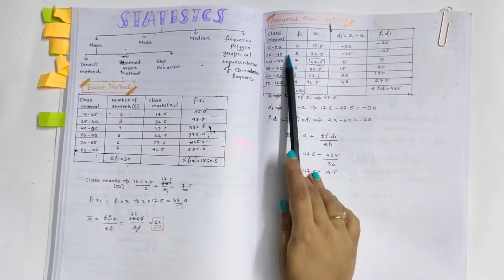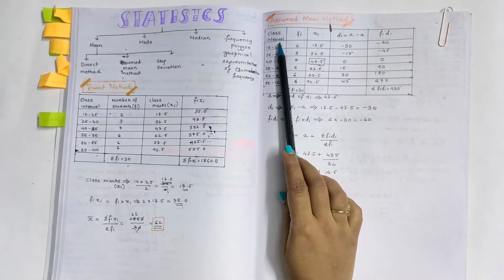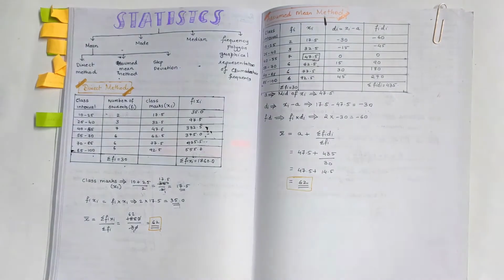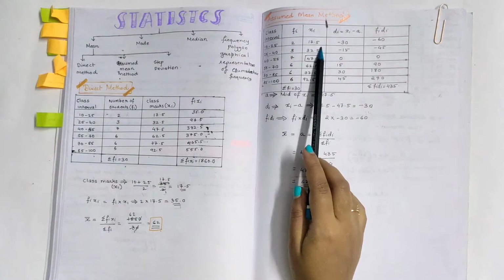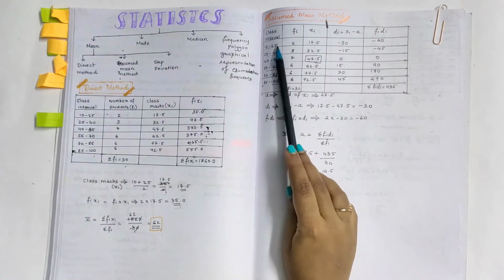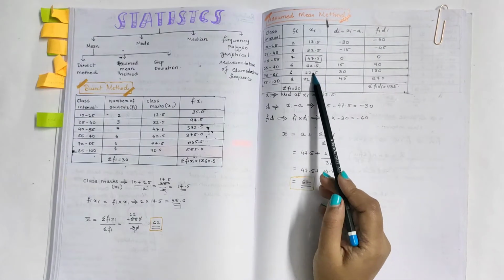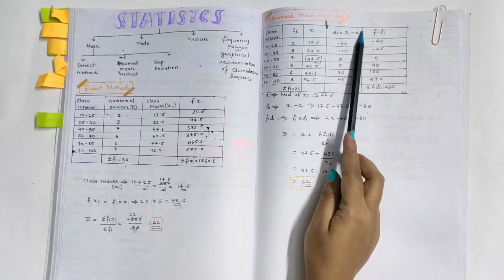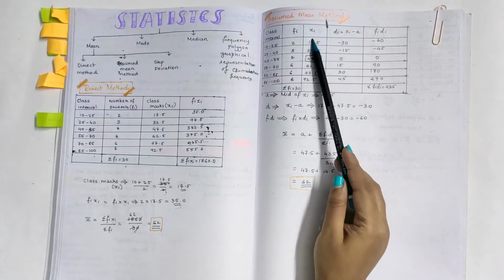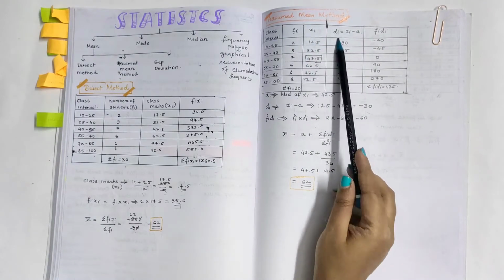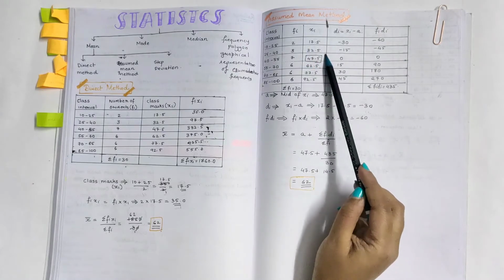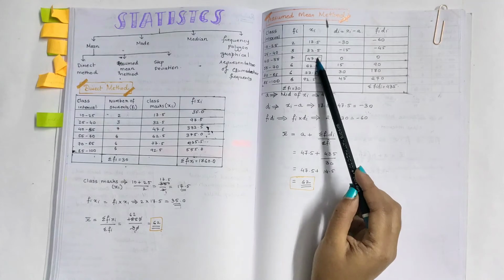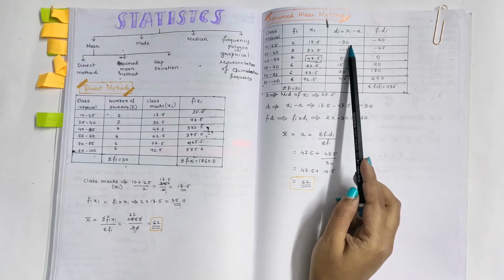Then for the assumed mean method, class interval and frequency will be given. I'll have to find xi in the same way, by adding the limits and dividing by 2. Then to find di, you have to do xi minus a. A is the assumed mean, which you take from the middle number; you can take it as the assumed mean. So here 47.5 is the assumed mean.